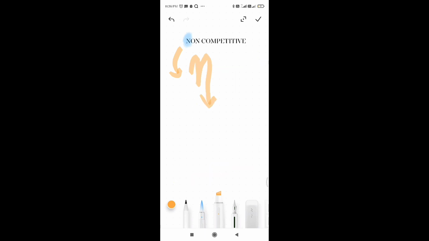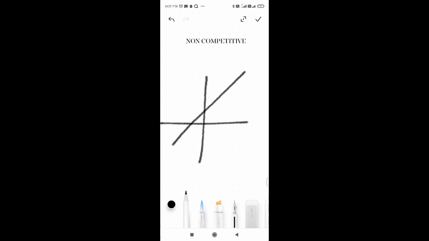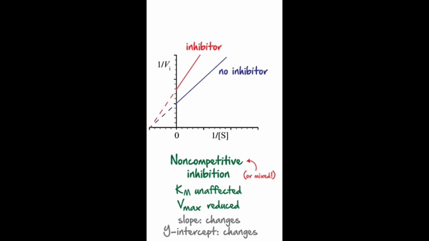Another trick to remember is when you write the N like this, the arrow is pointing down towards the x-axis. So in this, we will have an intersection of two lines in the x-axis. You can see it here when we draw the graph. Both lines will intersect in the x-axis. Here's the graph for non-competitive inhibition.